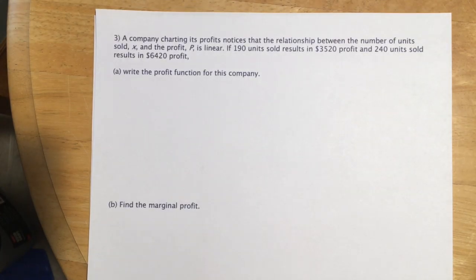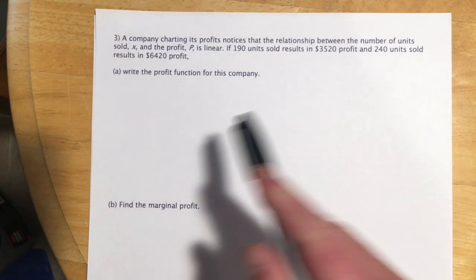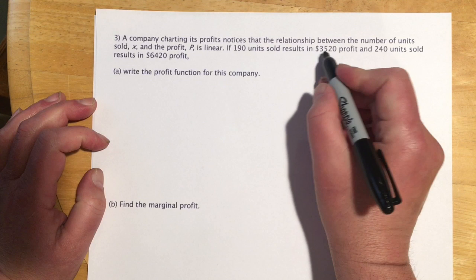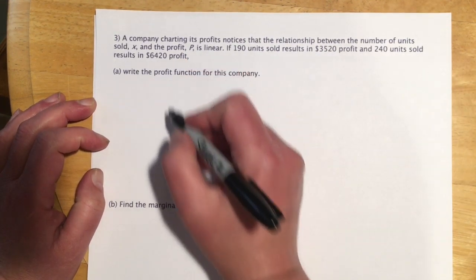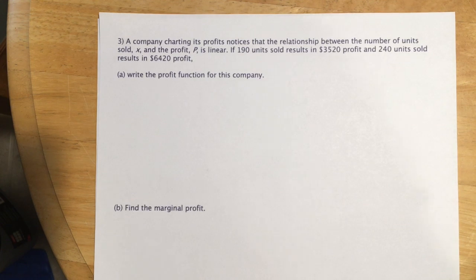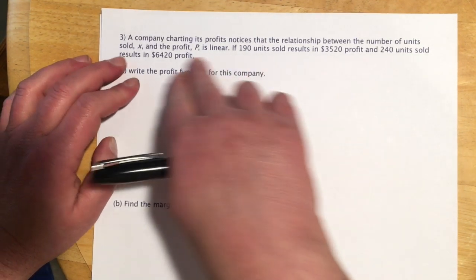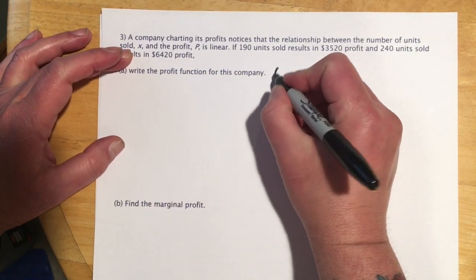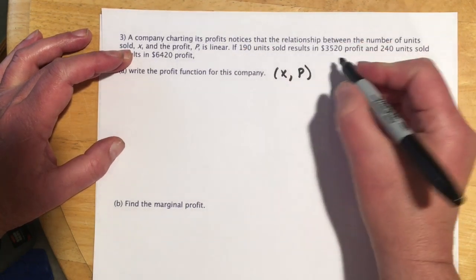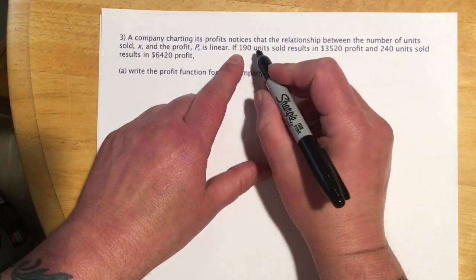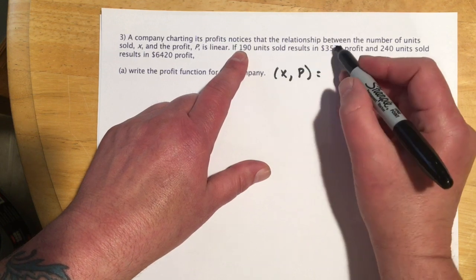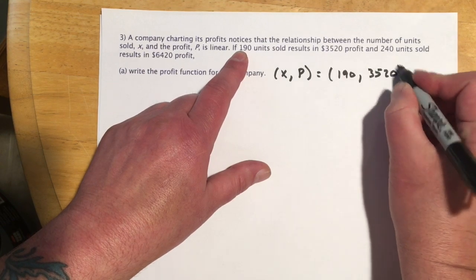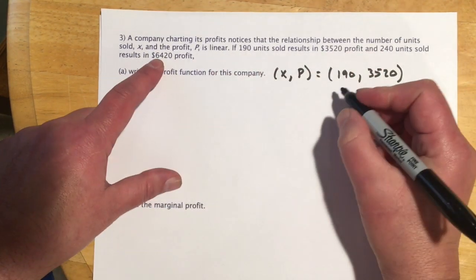Okay, so number 3 goes, a company charting its profits. Notice the relationship between the number of units sold X and the profit P is linear. So if 190 units sold results in this profit and 240 units sold results in that profit, write a profit function for the company. So it looks like we have X, P as our ordered pair that we're working with. And I like to write that down just so that I put things in the right spot. We're given these two ordered pairs. 190 units, that's X, results in this profit. So 190 results in 35.20. And then 240 units results in that profit.